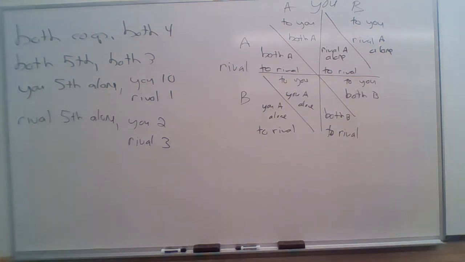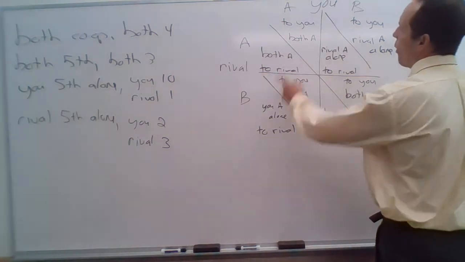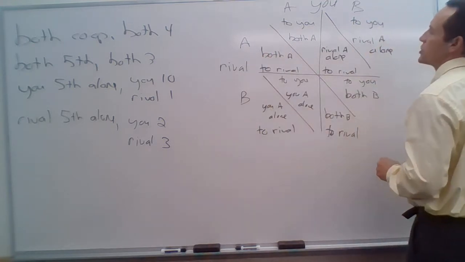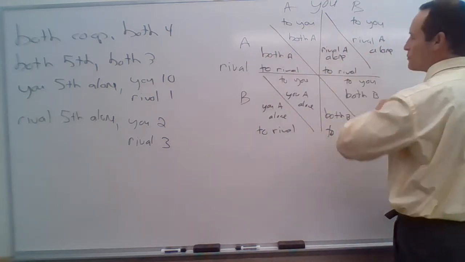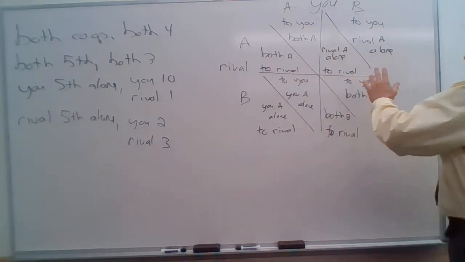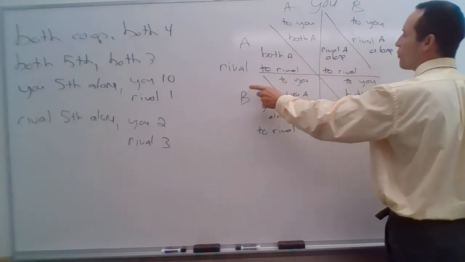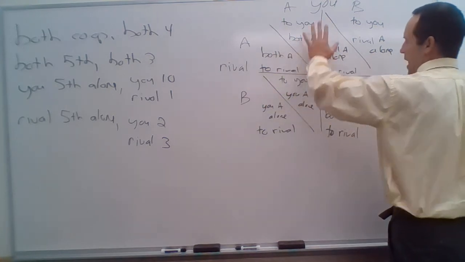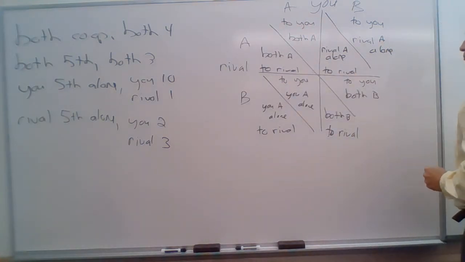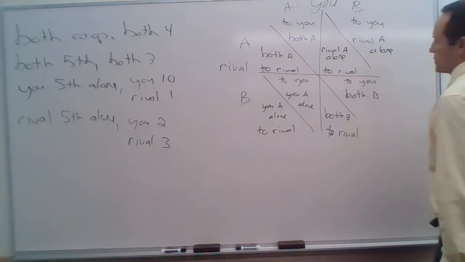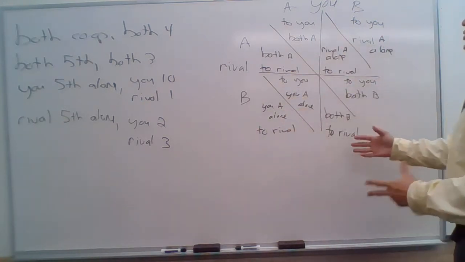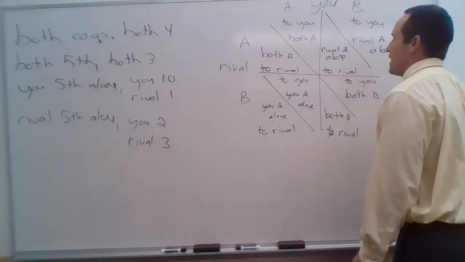Okay, so what happens? Both of you have two options, A and B. So 2 times 2 equals 4, so we have 4 prospective outcomes. What happens if both you and your rival choose A? That describes the northwest quadrant. What happens if you and your rival both choose B? That is the southeast quadrant. The northeast and southwest quadrants are hybrids. That's when you and your rival act or behave differently.